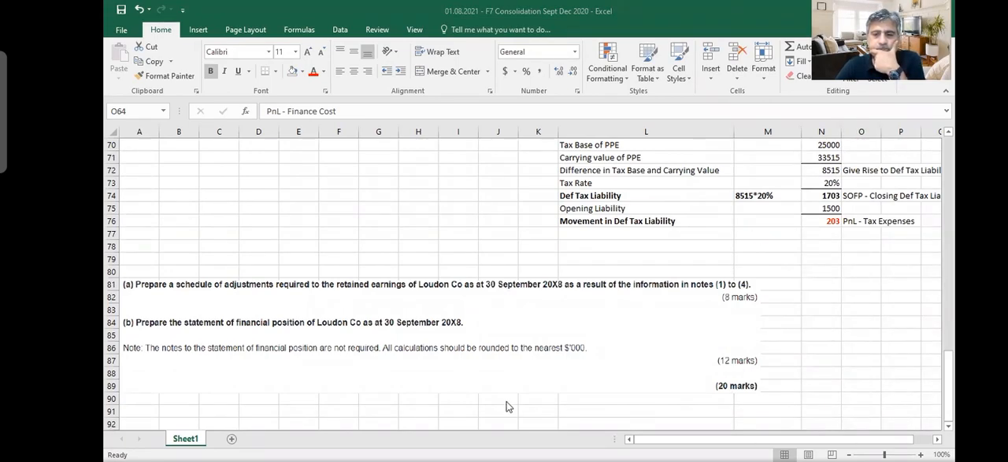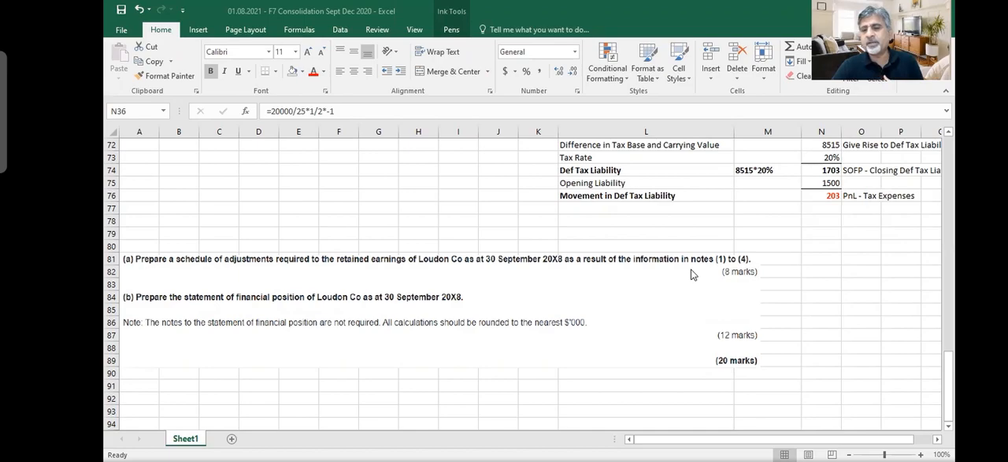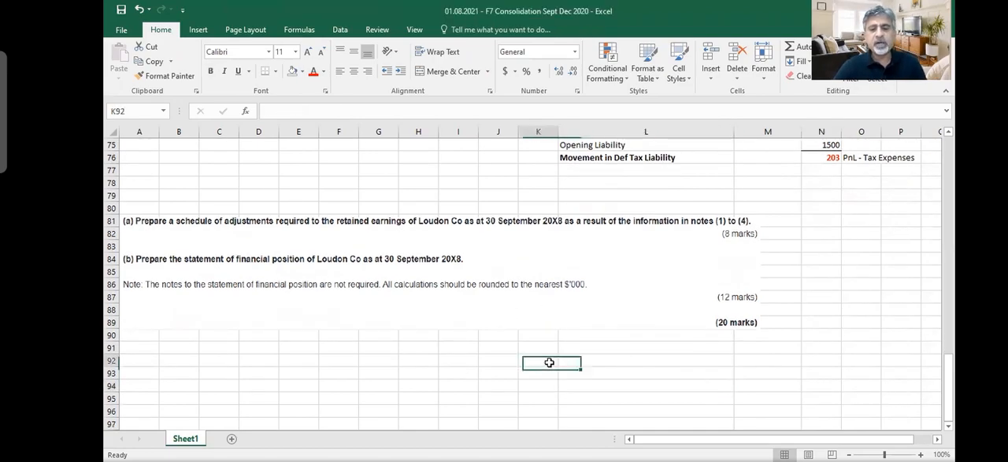So as we discussed, we calculated all the numbers. Now we just need to put it in the schedule. Our requirement A says adjusted retained earnings, because this is what they request. They required us to prepare a schedule, in a table format, of adjustments required to the retained earnings as a result of notes 1 to 4.